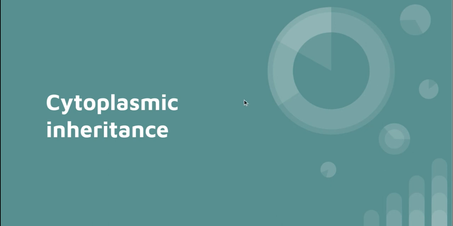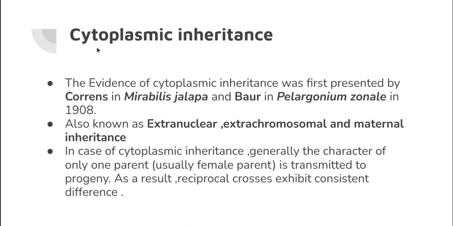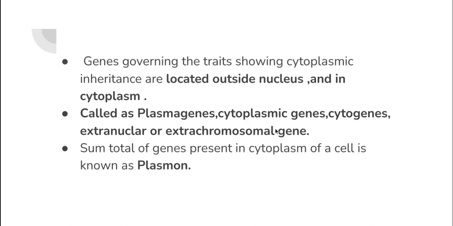But in certain cases, it is also observed that extranuclear DNA, that is the DNA present in the mitochondria and plastids, is also responsible for certain types of inheritance. So cytoplasmic inheritance is governed basically by extrachromosomal or extranuclear DNA. The evidence of cytoplasmic inheritance was first presented by Correns in Mirabilis jalapa and Bohr in Pelargonium in 1908.